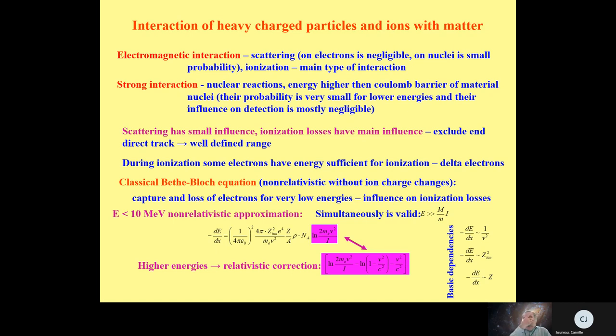Maybe you remember some features from types of detectors such as the bubble chamber, or such track detectors, in which it is possible to see these delta electrons together with the trace of the heavy charged particle.